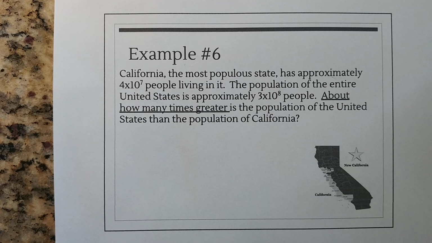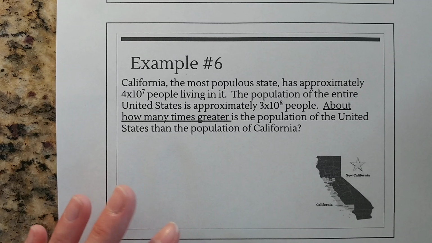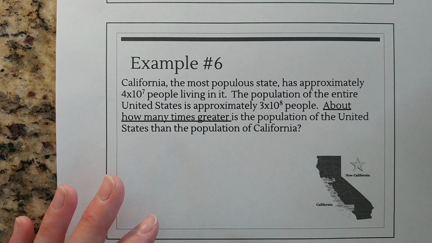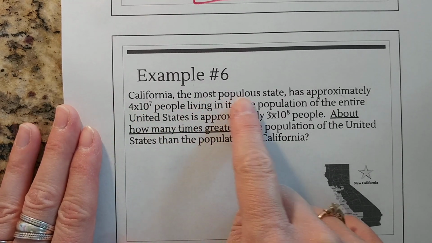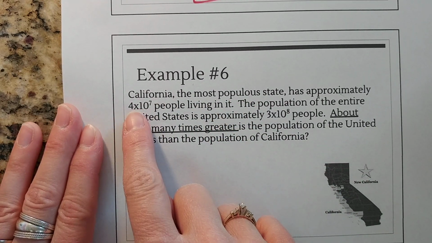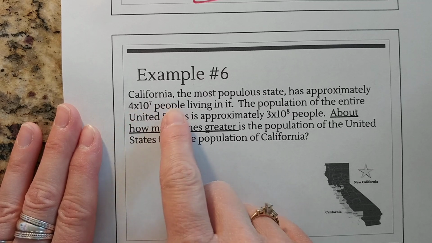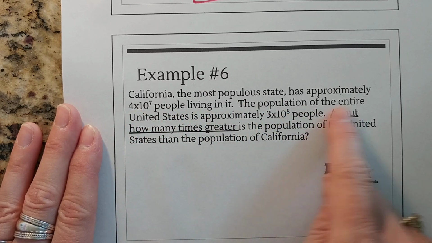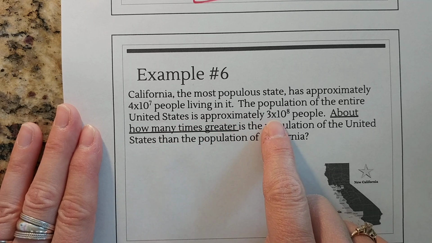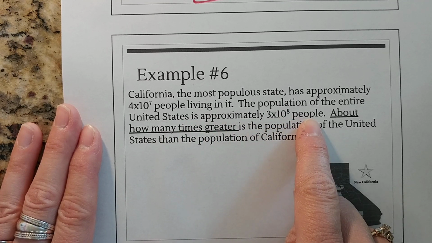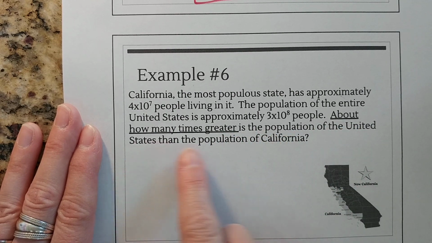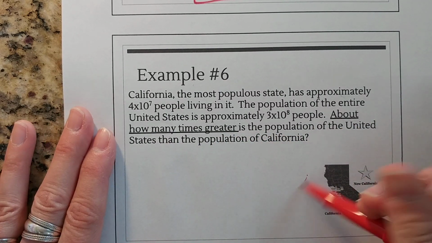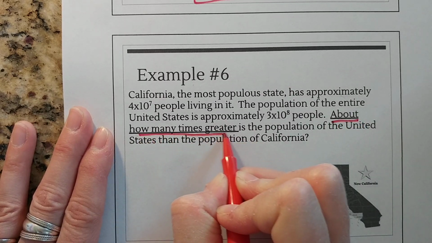All right, for our next few examples, we're going to see word problems where we're going to have to decide whether we want to multiply or divide in order to solve them. So let's look at our first one, example number 6. California, the most populous state, has approximately 4 times 10 to the 7th people living in it. The population of the entire United States is about 3 times 10 to the 8th people. About how many times greater is the population of the U.S. than the population of California?